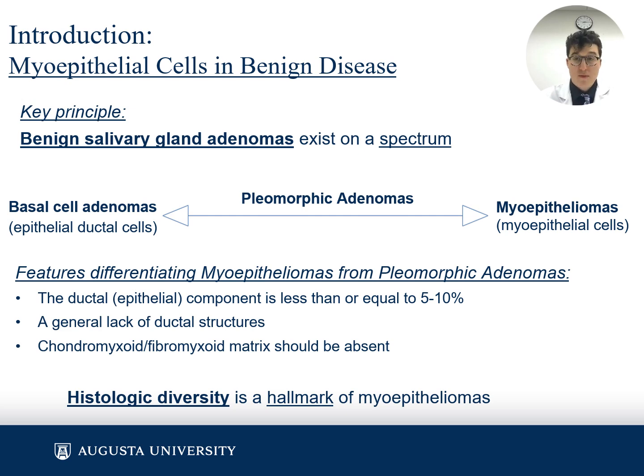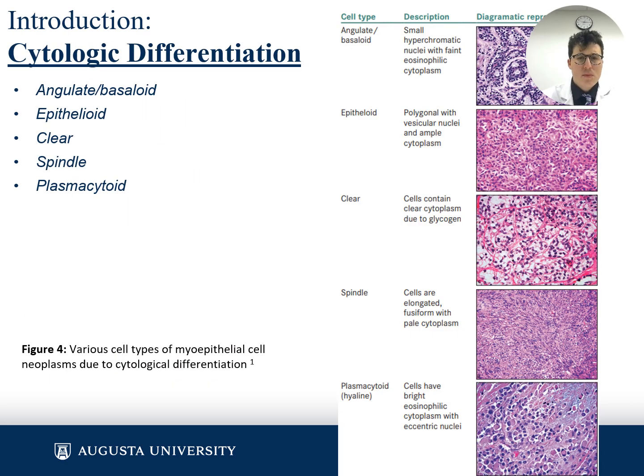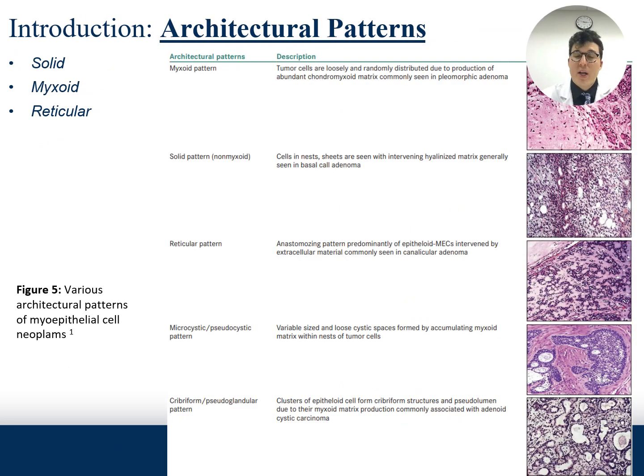Histologic diversity is a hallmark of myoepitheliomas. And what do I mean by that? These tumors can present in a variety of ways histologically, resulting from the interplay of three major characteristics: the cytologic differentiation, which is the individual appearance of the myoepithelial cells in the tumor, the extracellular matrix production, as well as the architectural patterns of the tumor. The cytologic differentiation is how a pathologist will describe the individual cells. Are they fusiform and spindle? Are they plasmacytoid? Are they full of glycogen and appear clear on a slide? The architectural patterns are more a description of the superstructure of a tumor.